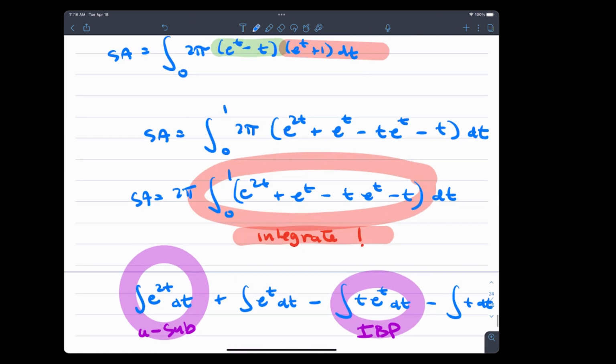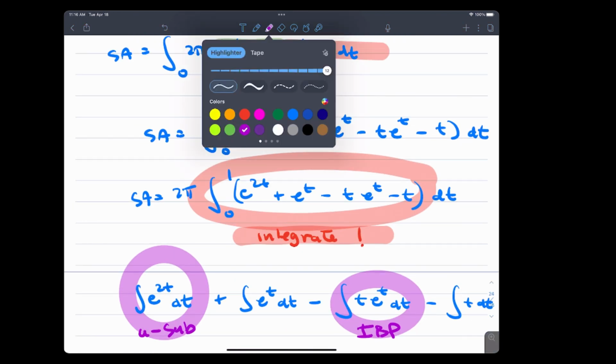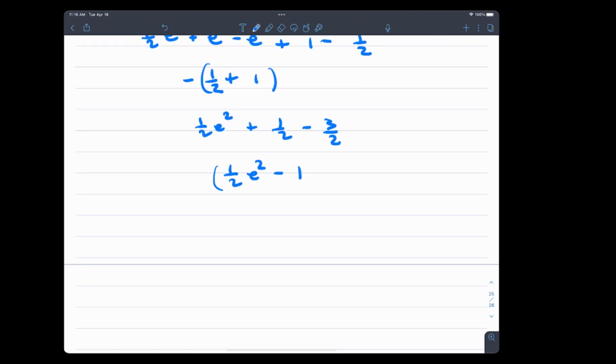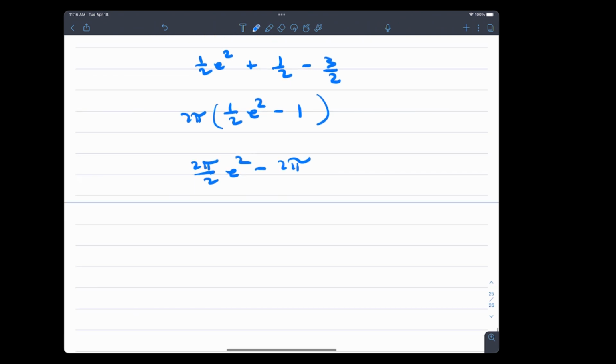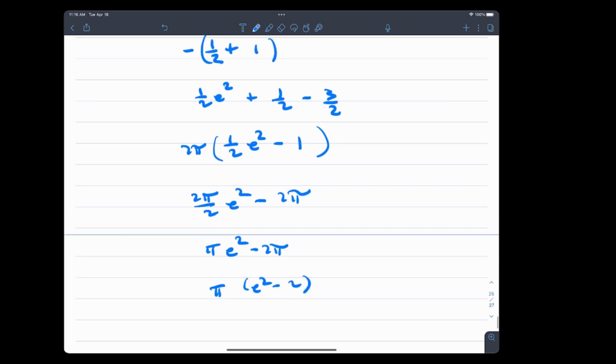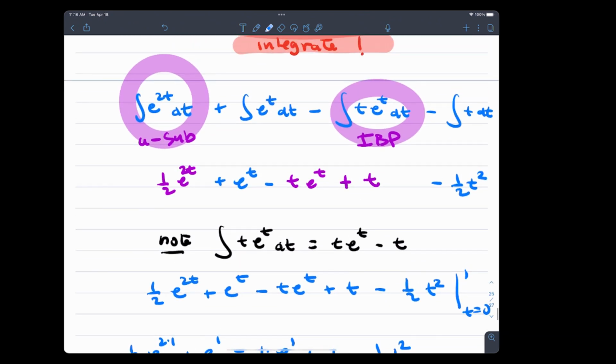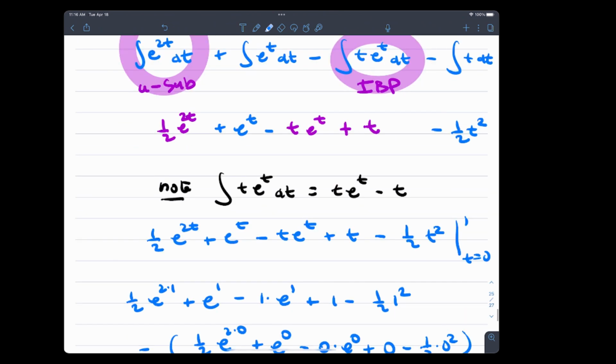Because we need a multiple of 2 pi. Is that right? So multiply this by what? 2 pi. 2 pi over 2 e squared minus 2 pi. And so it looks like we get pi e squared minus 2 pi. I don't know. That pi e squared minus 2. So double check, ladies and gentlemen. That's still a positive number, which is good, but that doesn't mean we're right. So double check my arithmetic. Make sure this integration by parts, is that what it is?